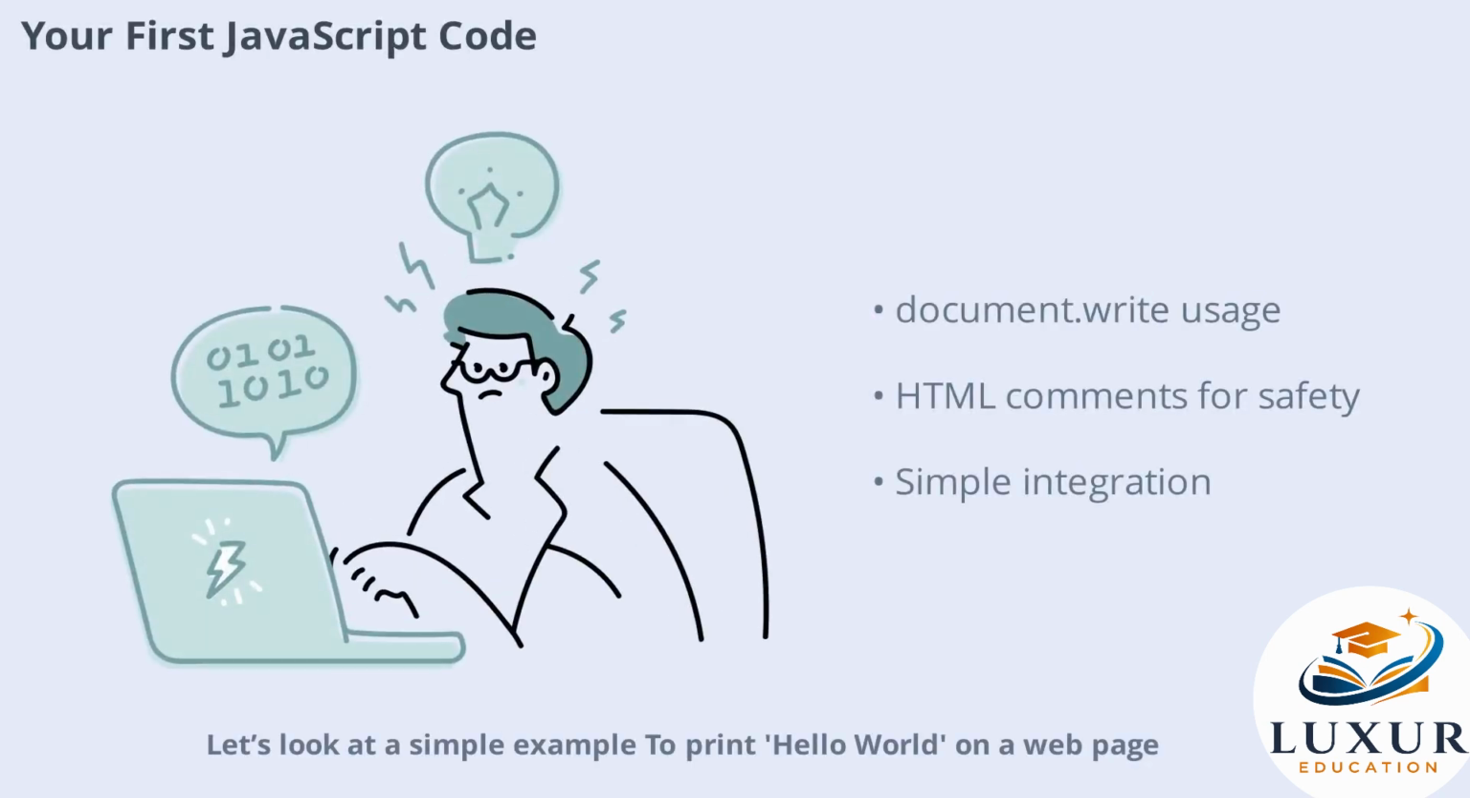Let's look at a simple example. To print "Hello World" on a web page, you can use the document.write function inside a script tag. Adding HTML comments around your JavaScript code helps prevent older browsers from misinterpreting it.